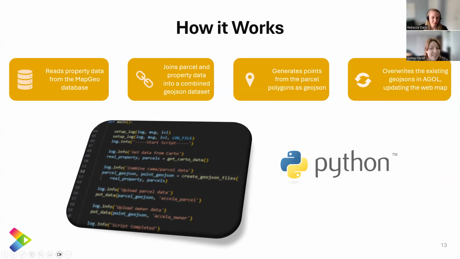So how exactly does this work? Well, it's a Python script again that reads both the property and parcel data from the MapGeo database. It then joins the datasets together and creates a GeoJSON. It also generates points from the parcel data for an additional GeoJSON that can be used for the CAMA data in Acela. Both GeoJSONs are then uploaded to ArcGIS Online, where they overwrite the existing GeoJSONs and thus update the web map and application.